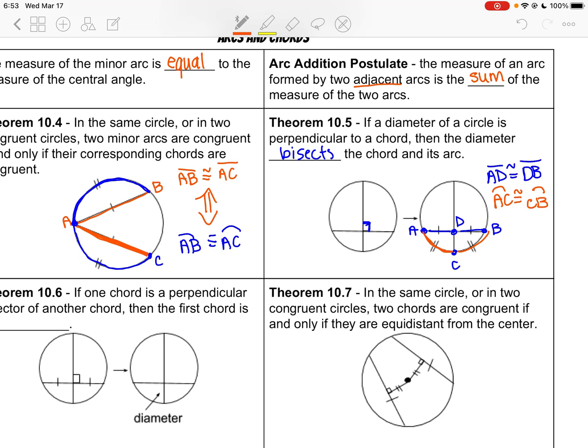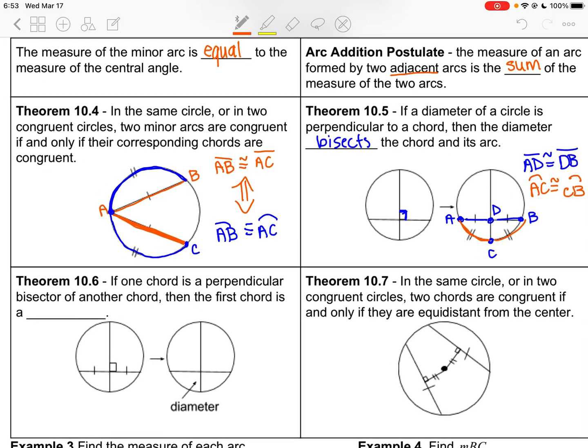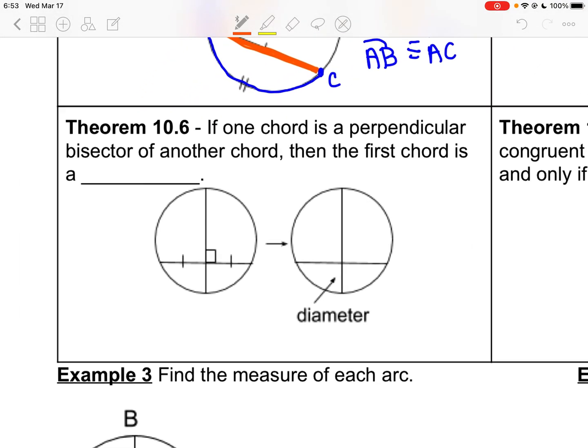So if that diameter is perpendicular to a chord, then both the chord and the arcs are congruent. All right, our next theorem is 10.6, and it says if one chord is a perpendicular bisector of another chord.